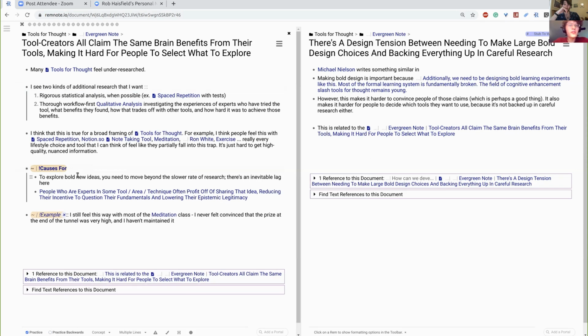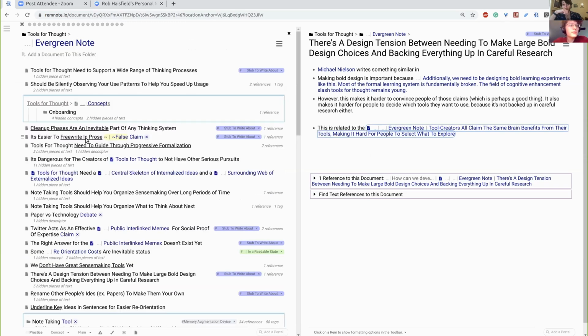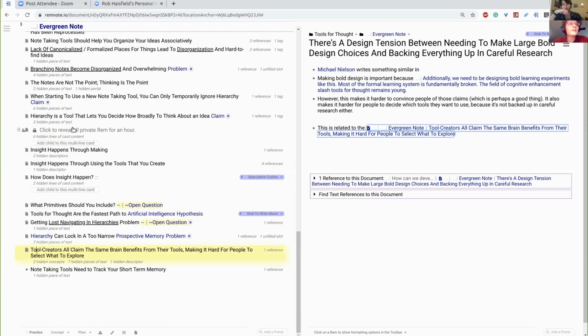Here, this one's also generating a card, and then I wanted to remember my hypothesis for causes here. And here I just wanted to remember an example. What's another good one? I think this is super interesting. I love how you are internalizing ideas within this.